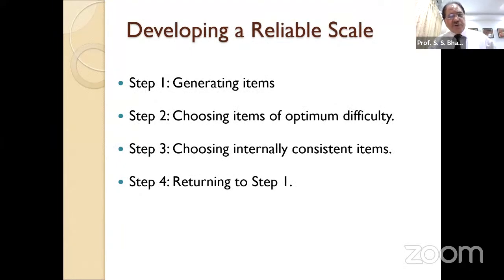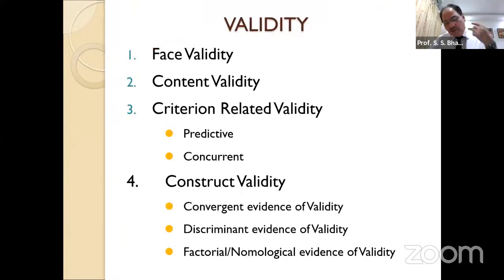I'm not going to go into this. Validity we will come to. Since we're talking about measures, and measures should be valid as well, there are four different types of validity: face validity, content validity, criterion validity, and construct validity. Basically, the first two are subjective validities, and the third and fourth are the objective validities.